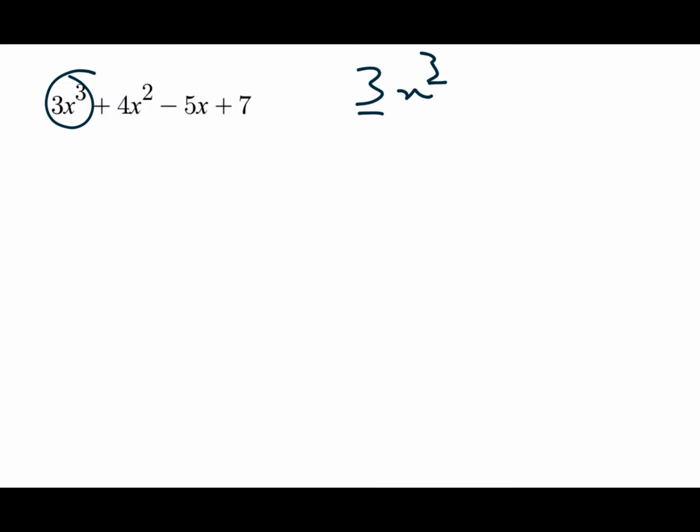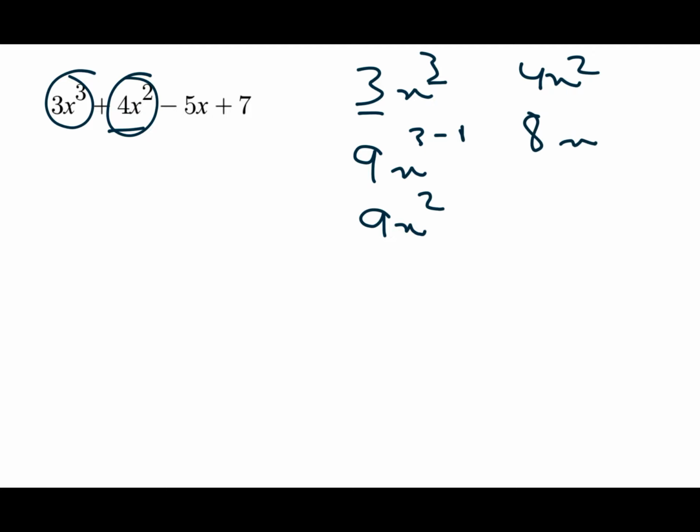Multiply the exponent to the coefficient, 9. Subtract 1 from the exponent, 9x squared. All right? Now 4x squared, this one right here. Multiply the exponent to the coefficient, 8. Subtract 1 from the exponent, 8x. All right? Just 2 more.